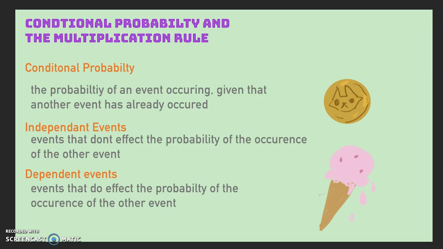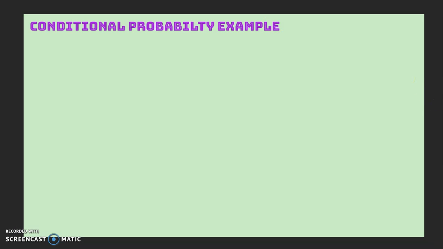But a dependent event could be leaving ice cream in the sun and the ice cream melts, because the ice cream melts because of the heat of the sun. It's dependent on something else. Okay, so let's see how we can use conditional probability in math with an example.